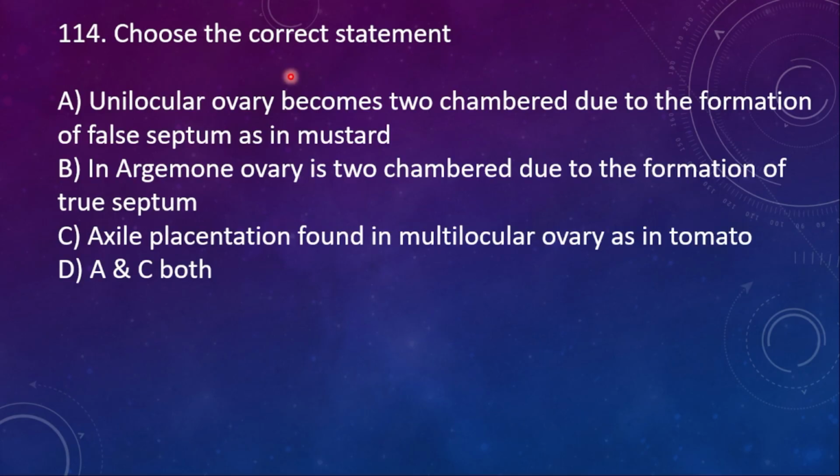114. Choose the correct statement. A. Unilocular ovary becomes two-chambered due to the formation of a false septum as in mustard. In argemone ovary is two-chambered due to the formation of true septum. No. C. Axile placentation found in multilocular ovary as in tomato. Yes, you will find the multilocular ovary and then axile placentation. So both A and C are right.